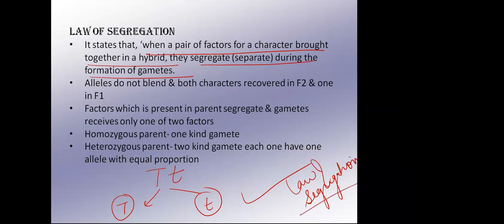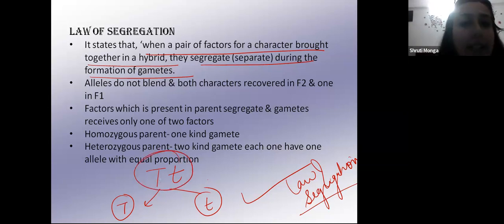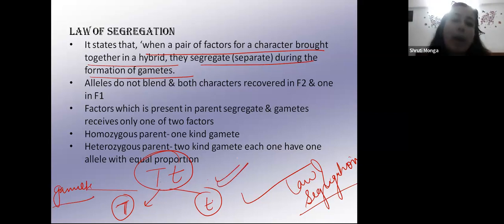You have just separated the pair of characters during gamete formation. So this is the hybrid condition. That means one is capital T, one is small t. So when the gamete formation has to take place, how did we do it? We separated them, one capital T, one small t. So this happens for the formation of gametes, and this is known as the law of segregation.